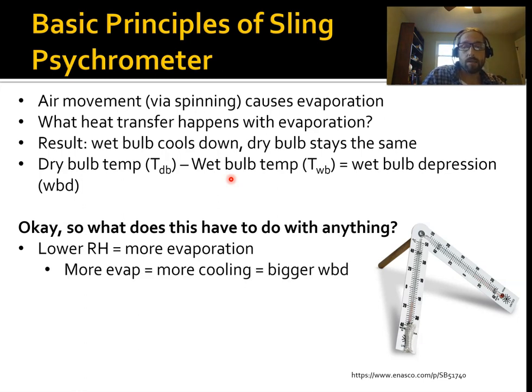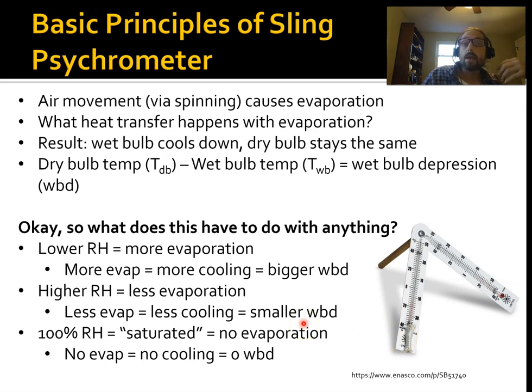So if it's a lower relative humidity and you spin this psychrometer around, you're going to get a lot of evaporation. If you get a lot of evaporation, you get a lot of cooling, because it requires heat to evaporate. If you get a lot of cooling, your wet bulb temperature is lower, which means your wet bulb depression is bigger. So if the air is drier, you're going to get a bigger temperature drop on your wet bulb, and your wet bulb depression is going to grow.